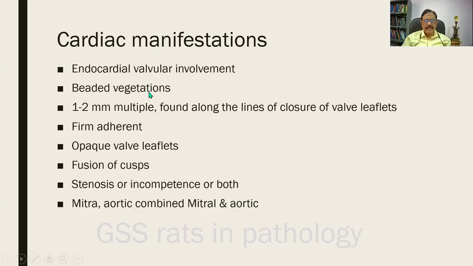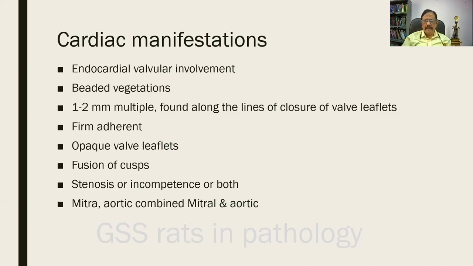In this we can see beaded vegetations, depositions of fibrin and areas of necrosis. Beaded vegetations, 1 to 2 millimeters in diameter. They are found along the lines of closure of the valve leaflets. Firm and adherent.